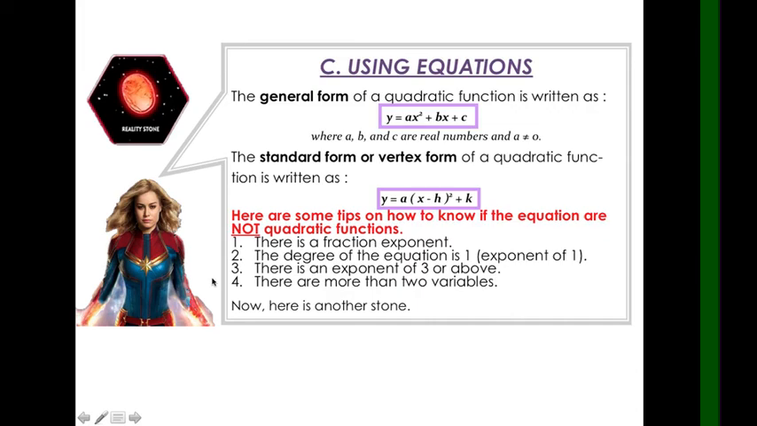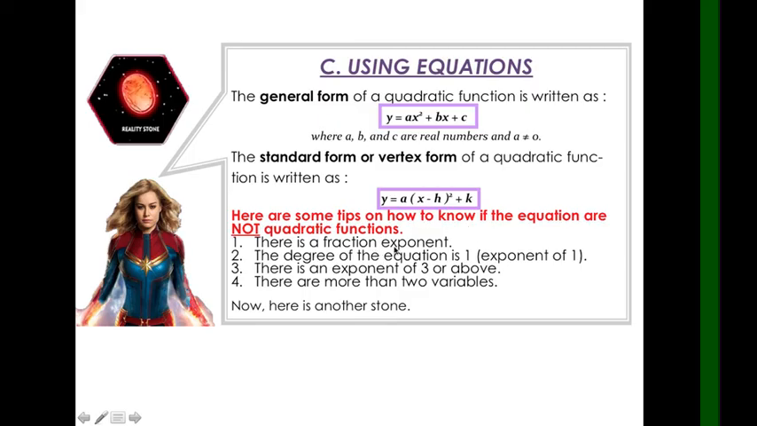Using an equation, the general form of a quadratic function is written as y equals ax squared plus bx plus c, where a, b, c are real numbers and a is not equal to 0. The standard form or vertex form of the quadratic function is written as y equals a quantity x minus h squared plus k.